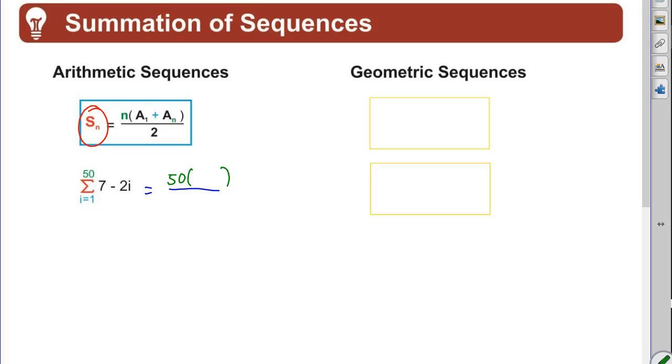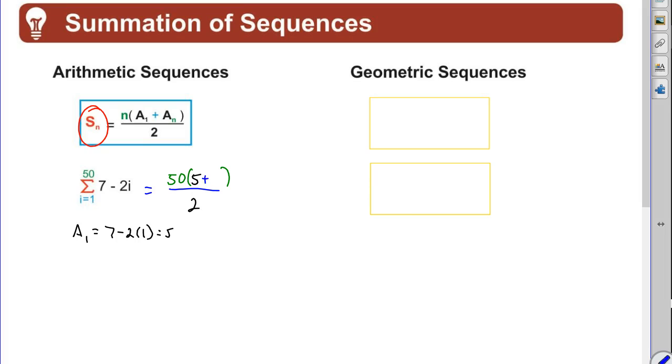However, I do need a sub 1 and I need a sub n. The 2, of course, is a 2. So how am I going to get a sub 1? Well, it's pretty easy. I use the rule and I put in 1 for the i. So 7 minus 2 is 5. A sub 1 is a 5. Okay, so that's 5 there.